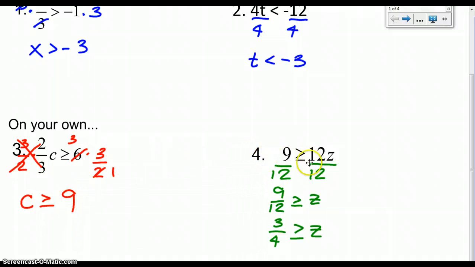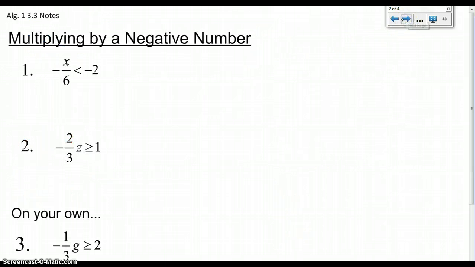So for number 4, we need to get z by itself. So I just divided by 12 and got 9 over 12 is greater than or equal to z. And that can reduce to 3 over 4 is greater than or equal to z. Hope you guys understood that. We're going to move on.